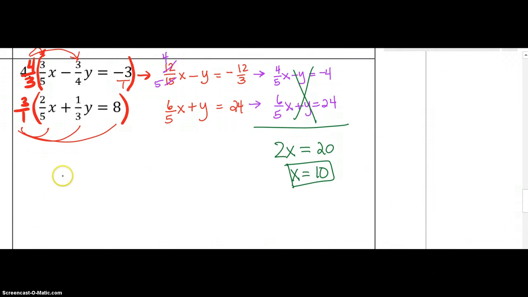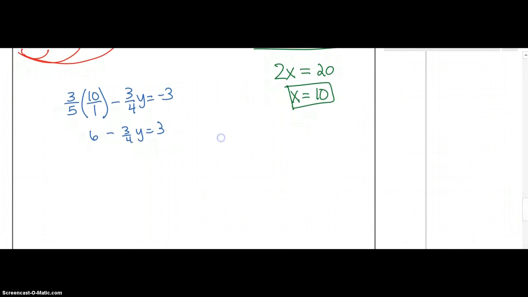Doesn't matter which equation, I'm going to pick the top one. 3 over 5 times 10 over 1, because that's x. Minus 3 over 4y equals negative 3. Well, 3 times 10 is 30 divided by 5, because you'd have 30 over 5 is just 6. I would subtract 6 from both sides, and I get negative 3.